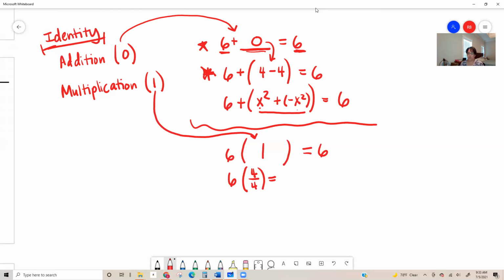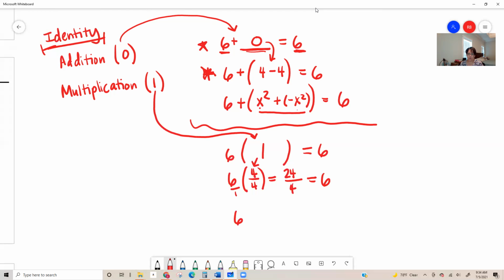But just to prove this to you, to show you that I'm going to get 6 again, if you remember, we take 6 and we can put it over 1. So we have numerators and denominators. You just multiply, and you get 24. 6 times 4 is 24. 1 times 4 is 4. 24 divided by 4 is 6. So again, I just disguised 1 and I made it look different. So these are the identities.